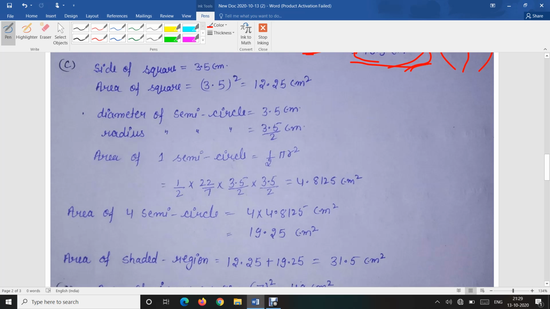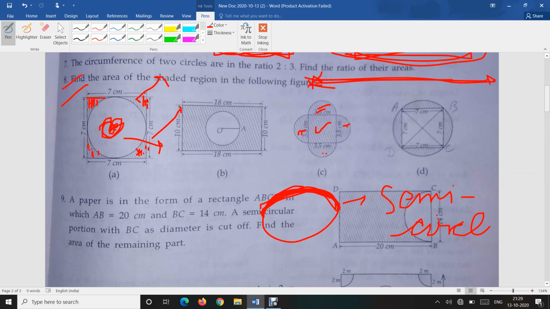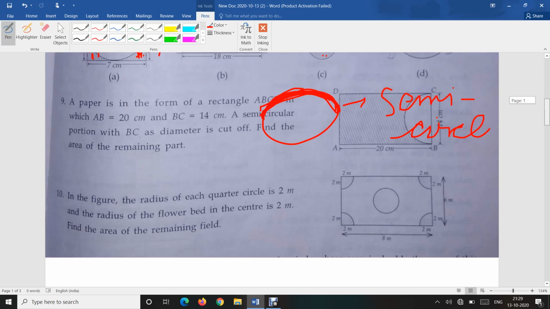Side of square is given 3.5 centimeter. So the area of square will be equal to side multiplied by side, that means 3.5 multiplied by 3.5, which is equal to 12.25 centimeter square. And the diameter of semicircle is 3.5, which is given in this figure. You can see that this is also the diameter of the semicircle, and this is also the side of the square. That means the side of the square and the diameter of semicircle is common for all these 4 semicircles. So the diameter of the semicircle is also 3.5 centimeter.